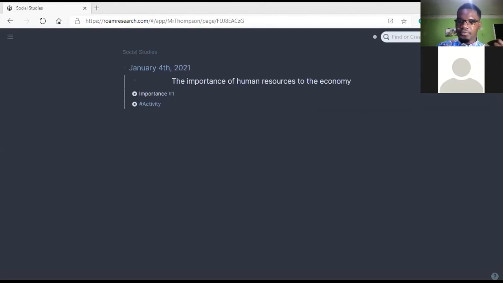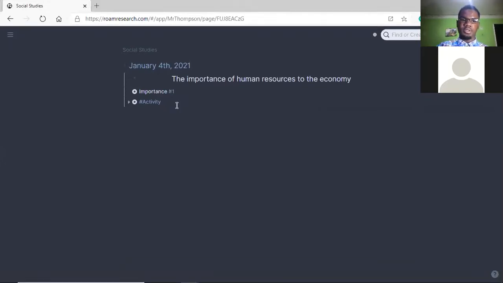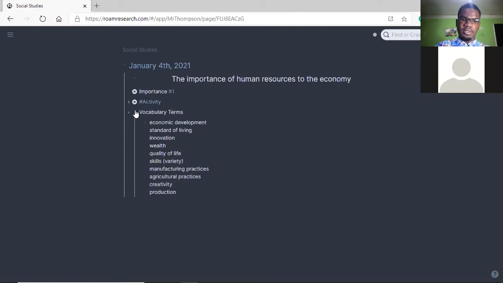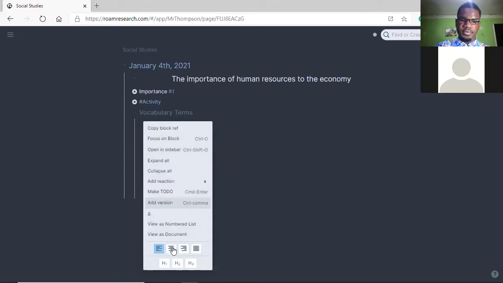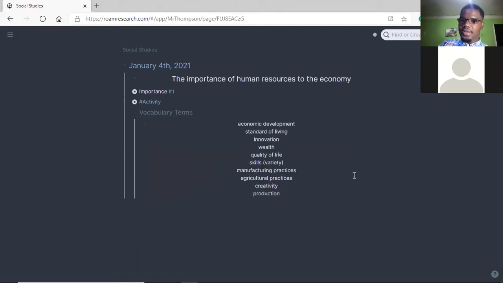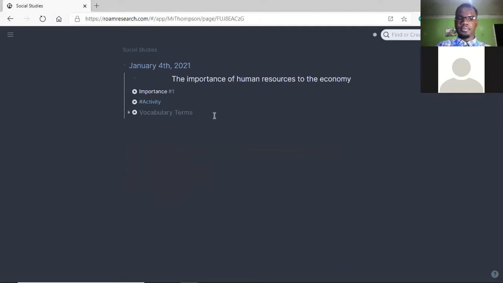So the vocabulary terms for this unit are economic development, standard of living. Let me write it down. So let's put vocabulary terms, for when you're revising to answer those questions: economic development, standard of living, innovation, wealth, quality of life, skills, manufacturing practices, agricultural practices, creativity in production. Okay, so let's put that down there. Okay, good. Now we can continue.